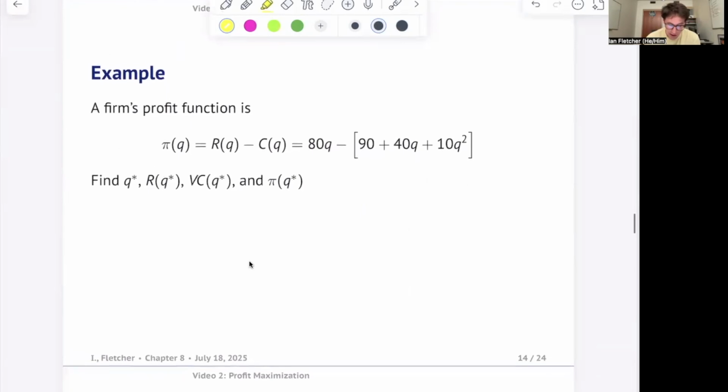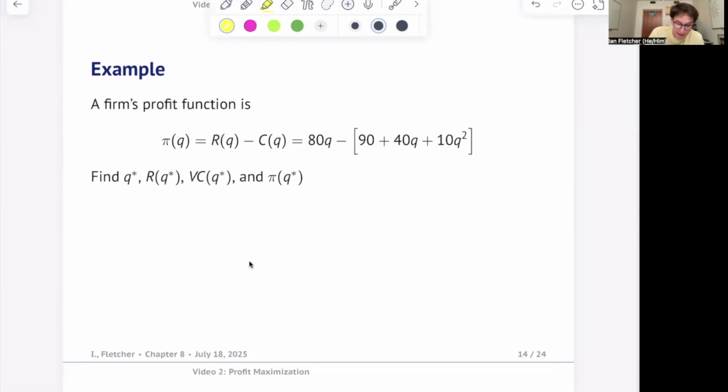So suppose that our firm's production function is listed like this. This yellow part is going to be our revenues, and this red part are going to be our costs. So we need to find Q star, R of Q star, so Q star, our revenues, our variable costs, and our profit at that optimum.